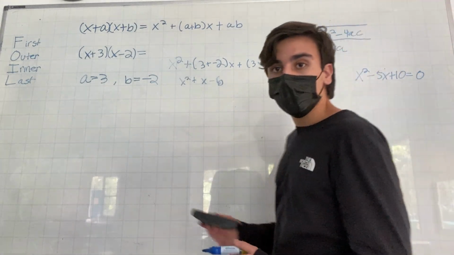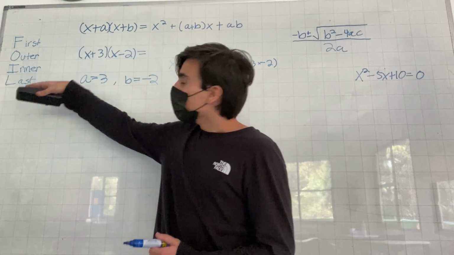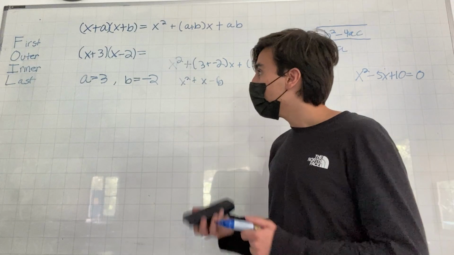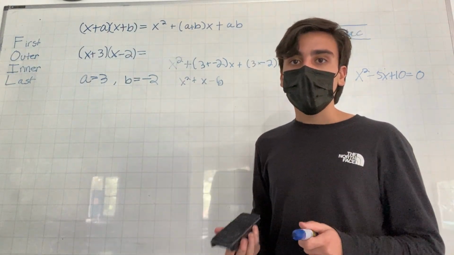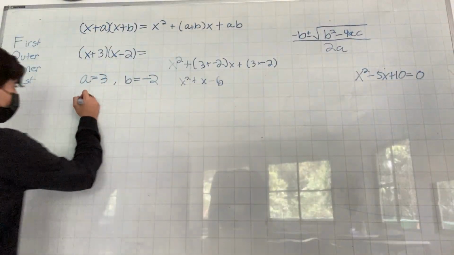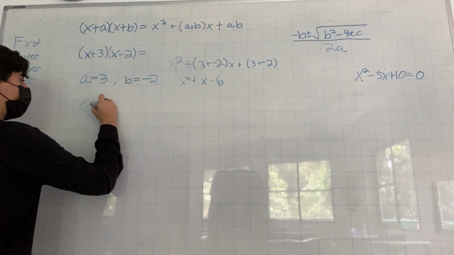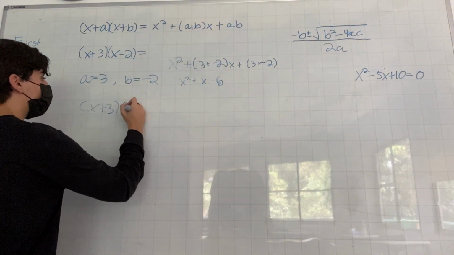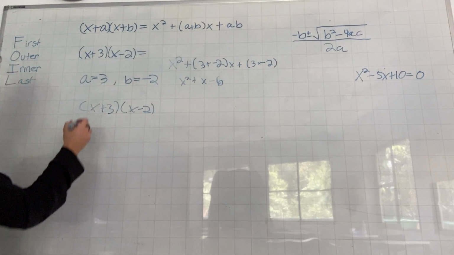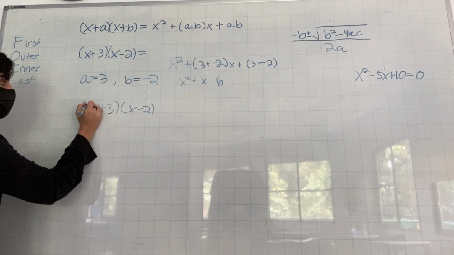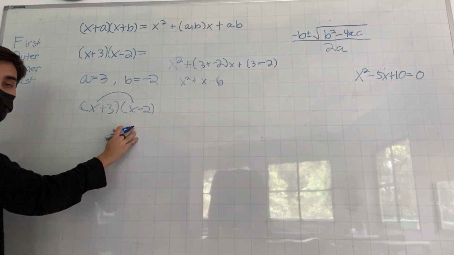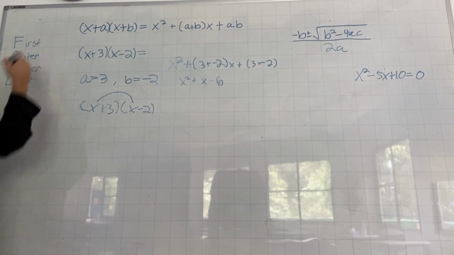The FOIL method, if you can pay attention right here, stands for something. It's an acronym. FOIL: first, outer, inner, and last, which might be a little bit confusing at first hand, but I'll show you what this means. So let me write the equation again: x plus 3 times x minus 2. So this is how you first do it. You do the first term in the binomial times the first term in the second binomial. So that's the first in FOIL.